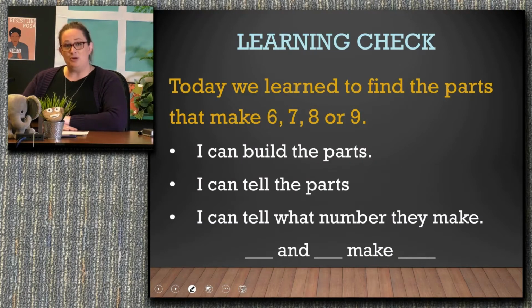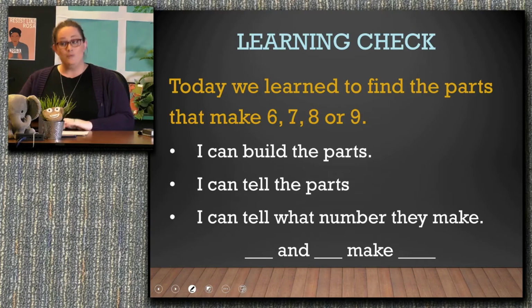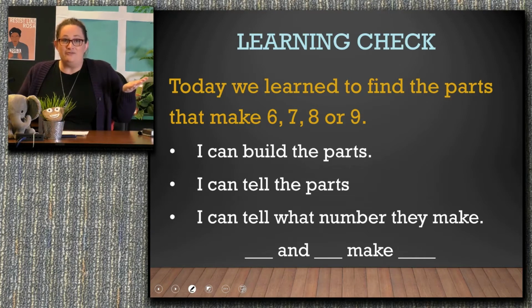Did we build the parts? Well, we counted the parts, didn't we? Did we tell the parts? Did we tell what number they made? Blank and blank make blank, like 4 and 2 make 6. We did. Great job. You're learning to find the parts that make 6, 7, 8, or 9.